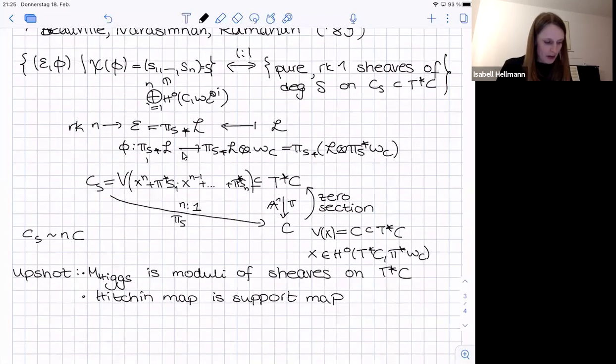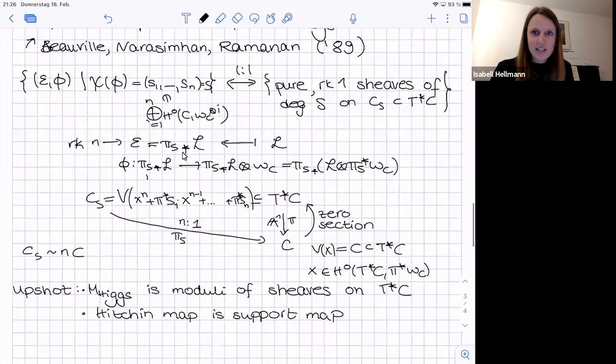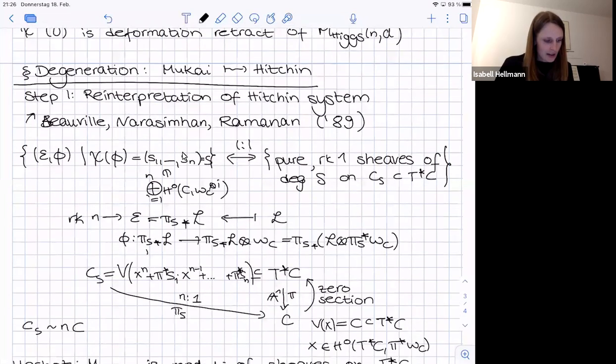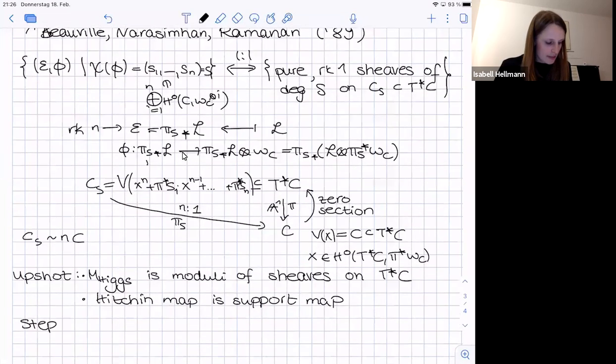Okay. So now we saw that M_Higgs is actually a moduli space of sheaves on a surface. And what we do now is we degenerate the K3 surface we had earlier to this cotangent bundle surface. And then we take the relative moduli spaces, and what comes out is the degeneration from the Mukai system to the Hitchin system. Okay, I make it precise. So step 2 is the actual degeneration.